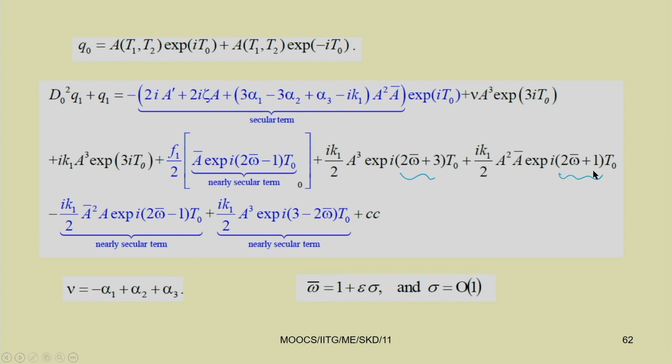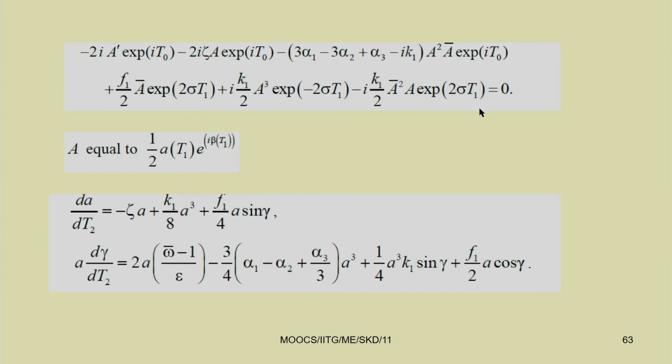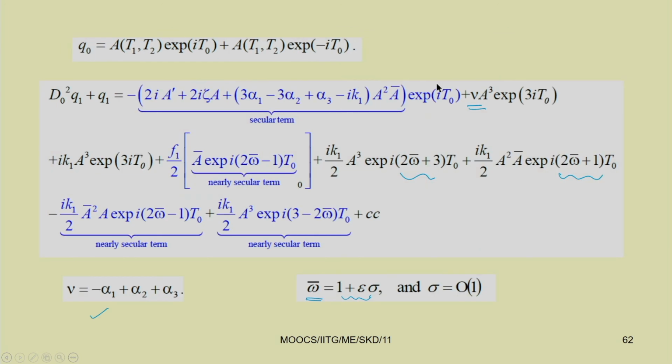And here you are taking another term, that is minus i k1 by 2 a bar squared a e to the power i (2 omega bar minus 1) t0. Okay, so here omega bar, that is the external frequency, we are taking equal to 1 plus epsilon sigma. Like the previous explanation, sigma is the detuning parameter. Here we have taken nu equal to minus alpha 1 plus alpha 2 plus alpha 3, which is used here.